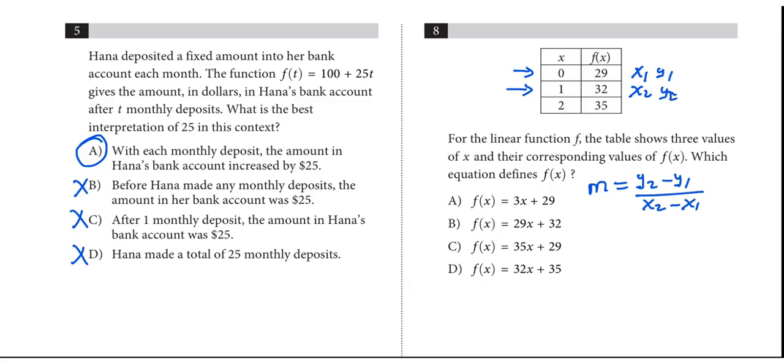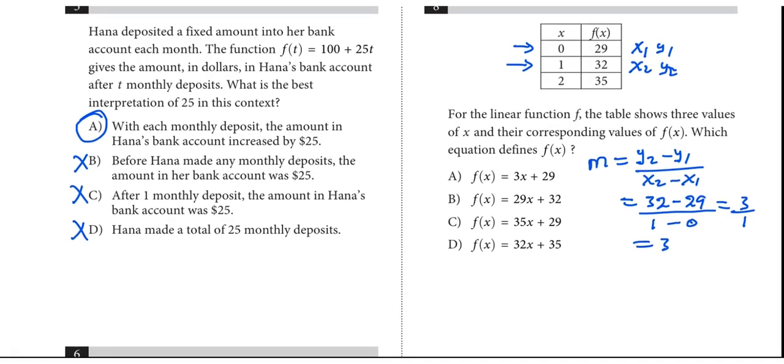So that means this will become 32 minus 29 over 1 minus 0. And this will be equal to 32 minus 29 is 3, and 1 minus 0 is 1. So this slope is automatically 3.